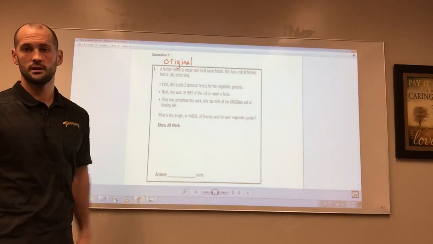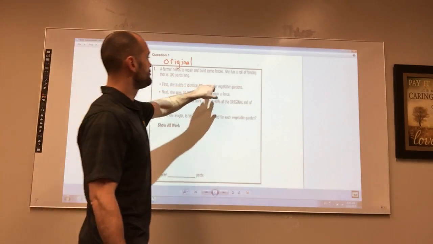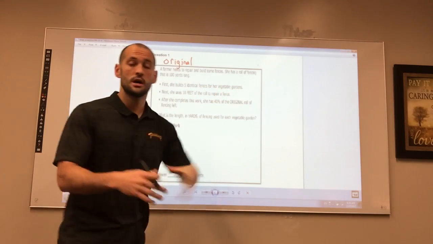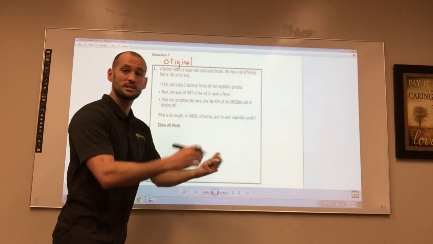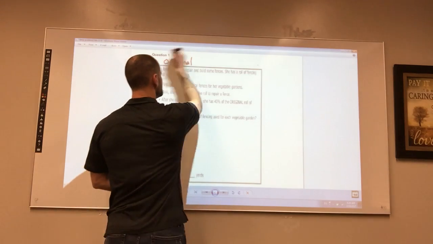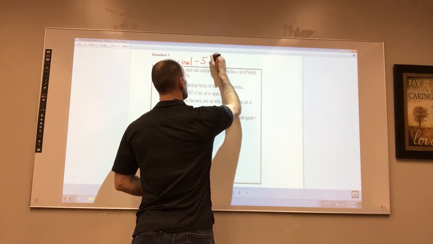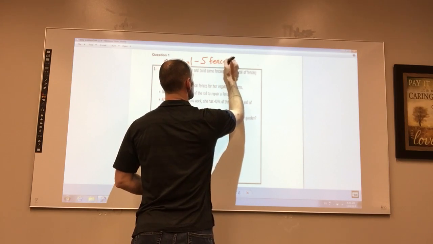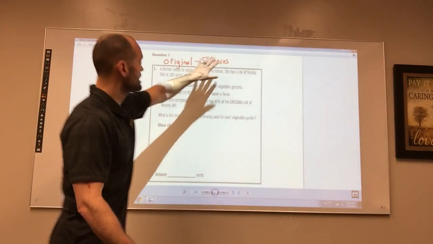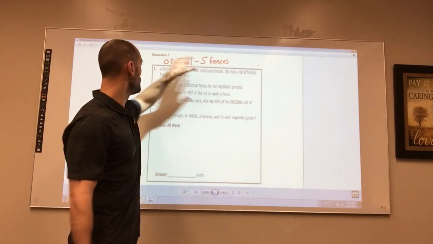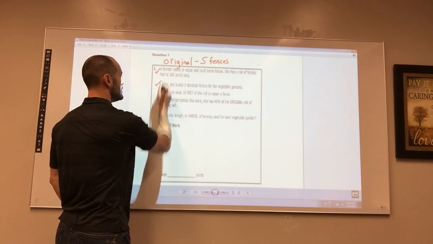I have an original roll, and what does she do next? She builds 5 identical fences for her gardens. So she's using what I have, and she's building 5 identical fences, which means we're taking away from the original. We're going to subtract 5 fences. Again, we're not going to solve yet, we're just getting our thoughts down. We take 5 fences worth of roll away from the original.